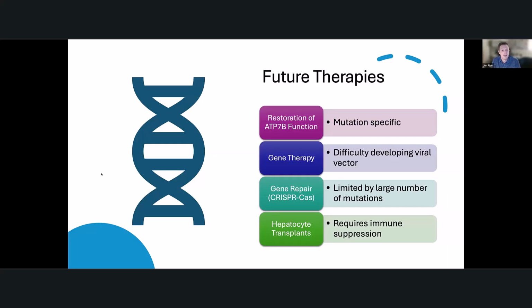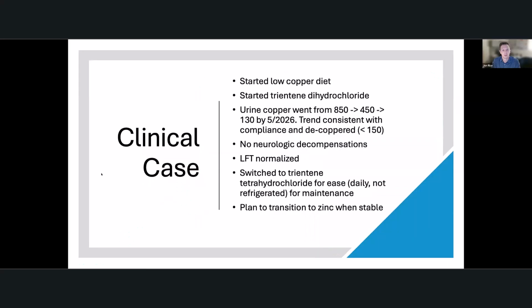person has. And then there is hepatocyte transplant, where you transplant hepatocytes instead of a full liver. This does still require immune suppression, but this could potentially prevent the need for decoppering if the new liver cells come with the ATP7B enzyme. So these are all in clinical trials. None of them are here right now, but something that can be explored with patients if they're having trouble with medications or looking for what's new and available in the field.